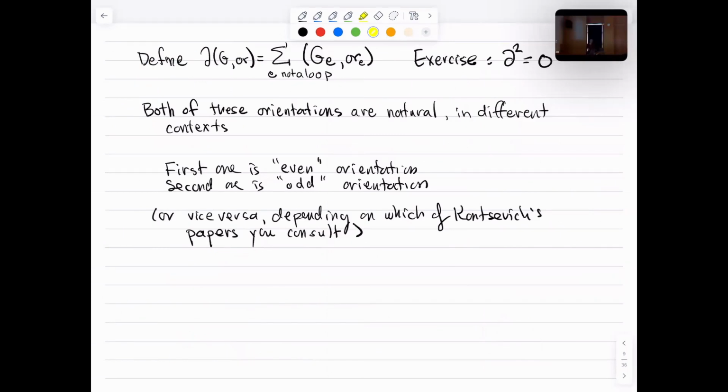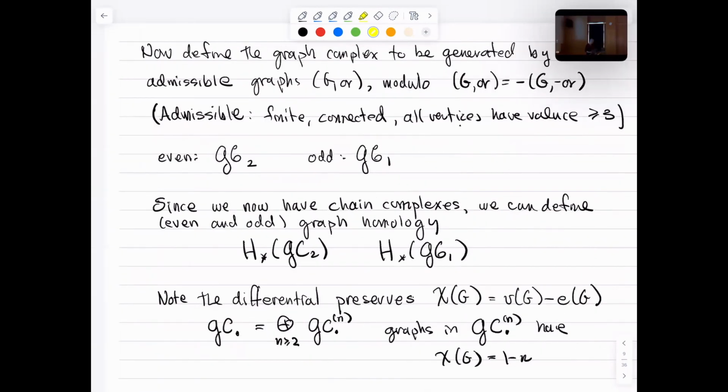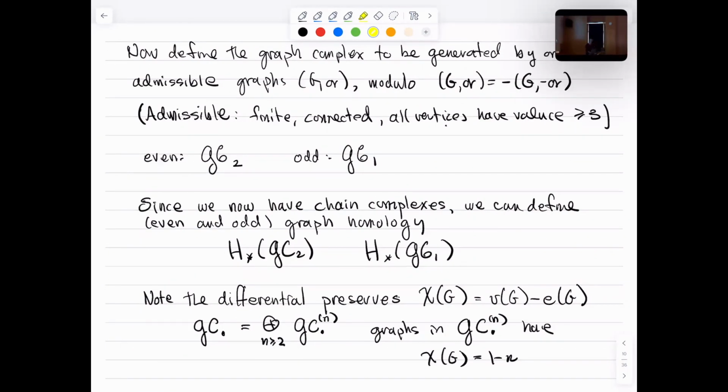Both of these orientations are natural in different contexts. The first one is called an even orientation, and the second one is called an odd orientation, depending on which paper of Kontsevich you read, which makes it very confusing. But it's kind of settled down these days. The first one is called the even one, and the second one is called the odd one. That's what I said, I think.